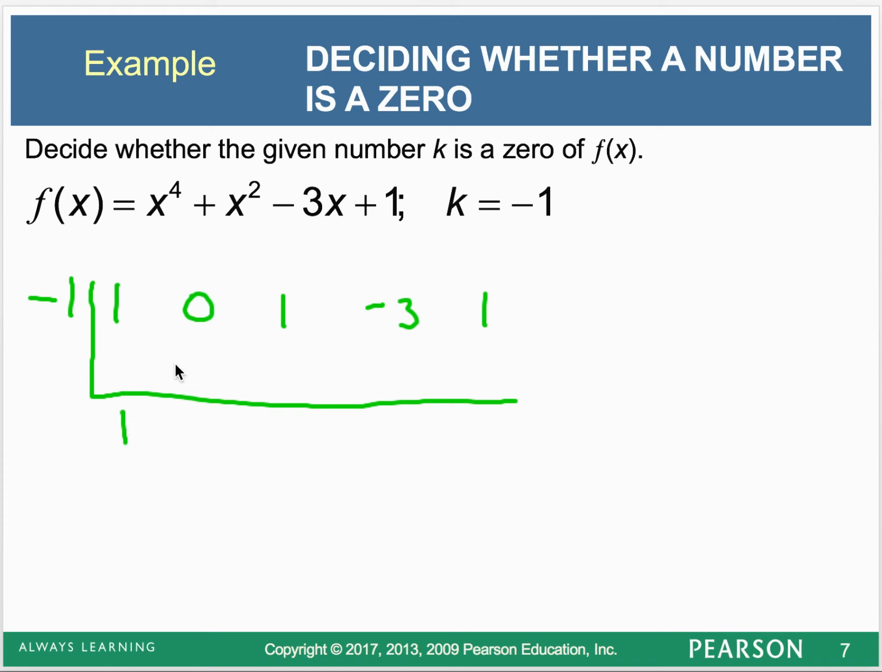-1 times 1, -1. Add them together. -1 times -1, +1. Add them together. -1 times 2, -2. Add them together. -1 times -5, 5. Add them together. Nope. So I would have to try another number, right? So this is why we're going to have to do this a bunch in the next section, over and over. We're just going to try them over and over and over until we get a 0. This one is not what we're looking for.